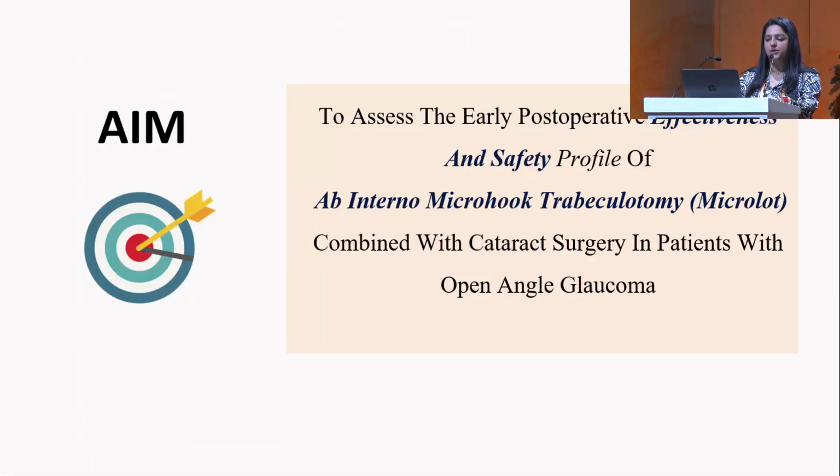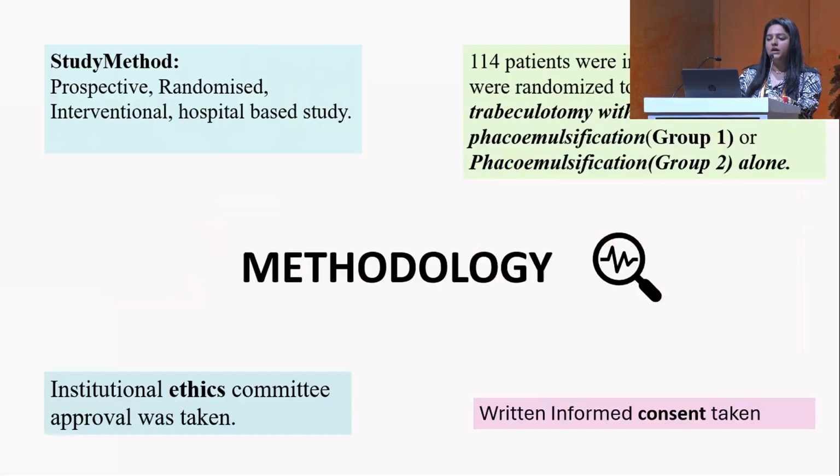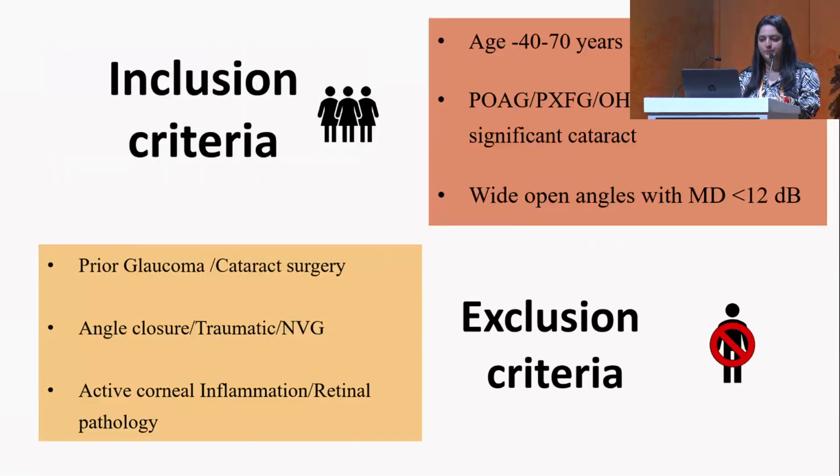The aim of our study was to assess the early postoperative effectiveness and safety profile of ab interno microtrabeculotomy when combined with cataract surgery in patients with open-angle glaucoma. It was a prospective, randomized, interventional, hospital-based study which included 114 patients divided into two groups: Group 1 of microhook trabeculotomy with phacoemulsification and Group 2 of phacoemulsification alone. The inclusion criteria were age 40 to 70 years, primary open-angle glaucoma, pseudo-exfoliation glaucoma, ocular hypertension with visually significant cataract and wide open angles, with mean deviation of less than 12 decibels.